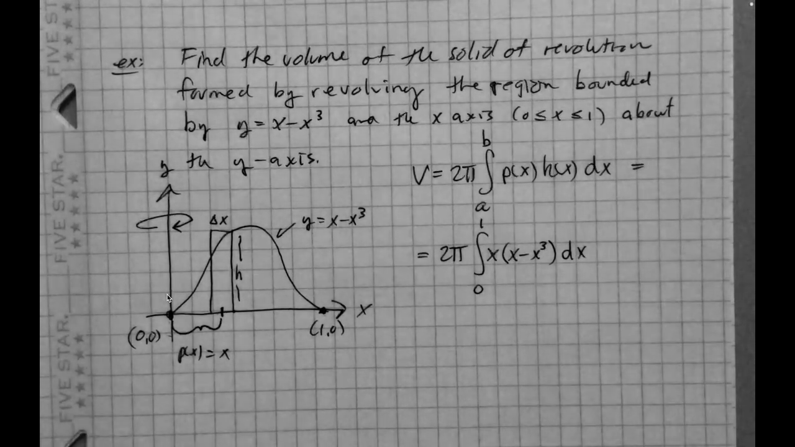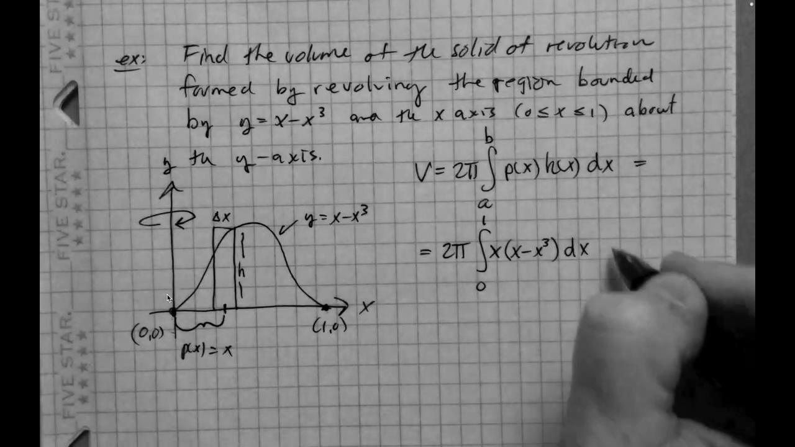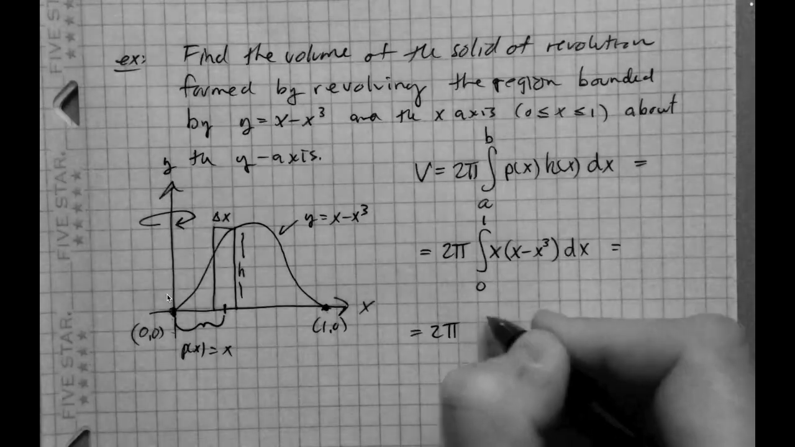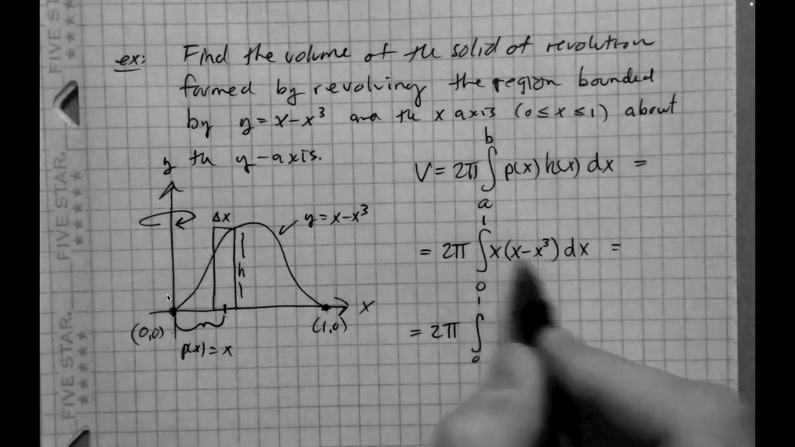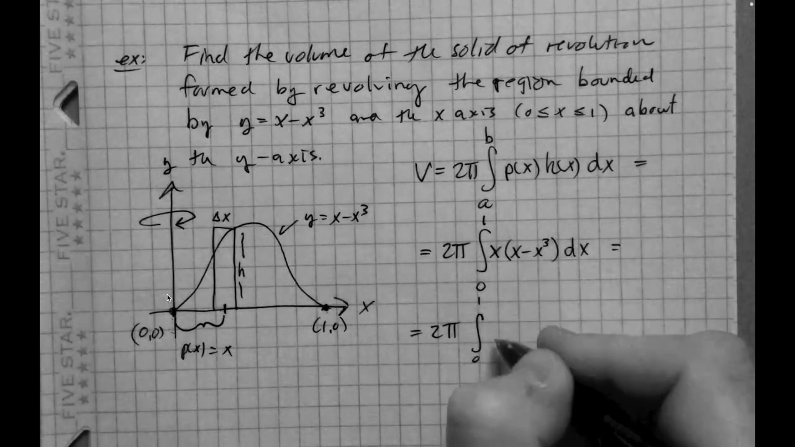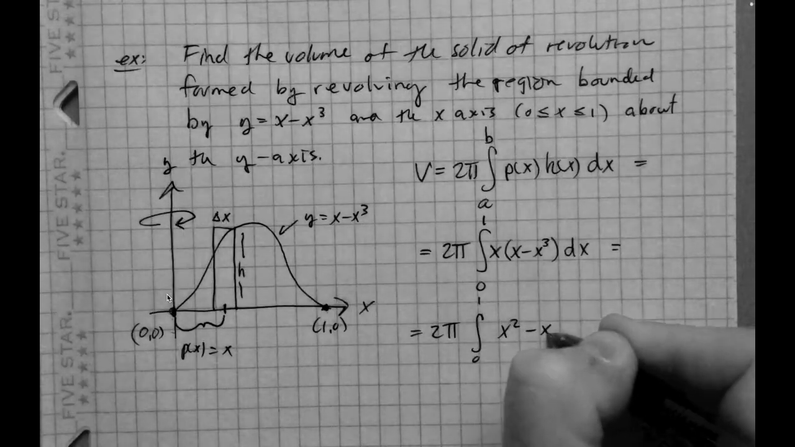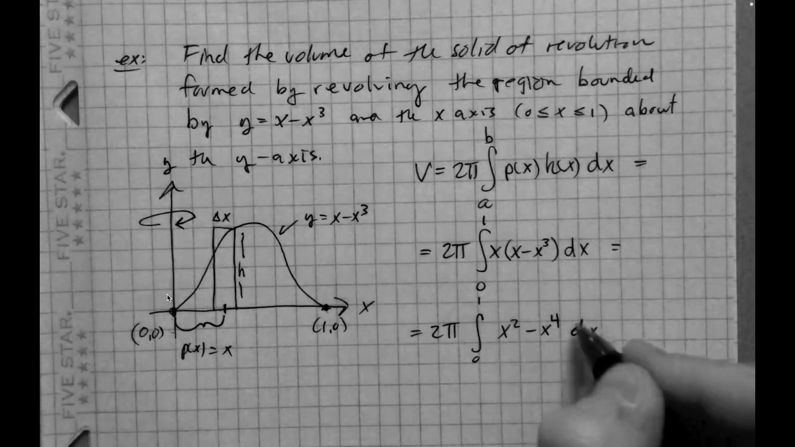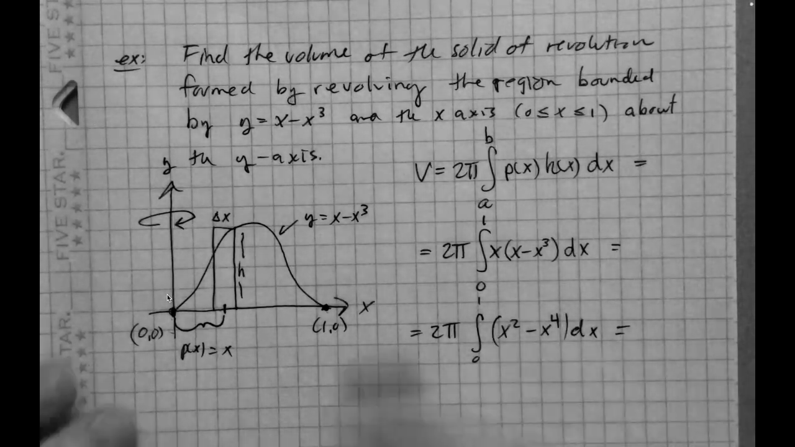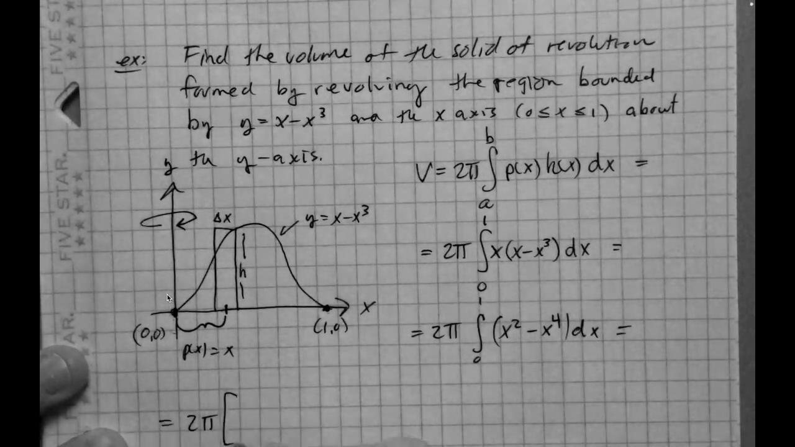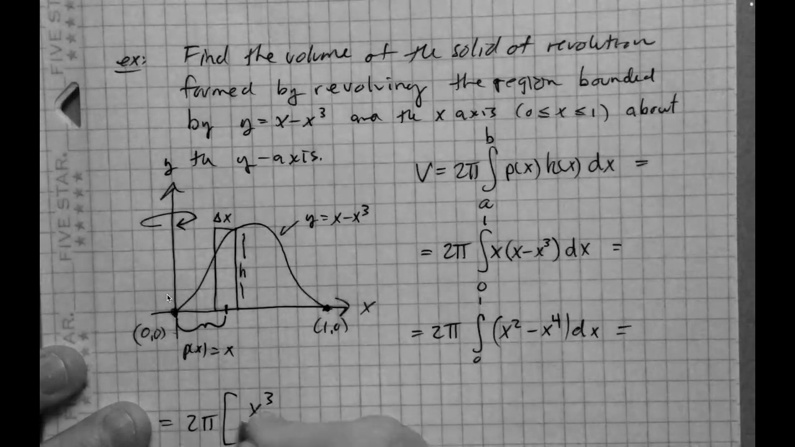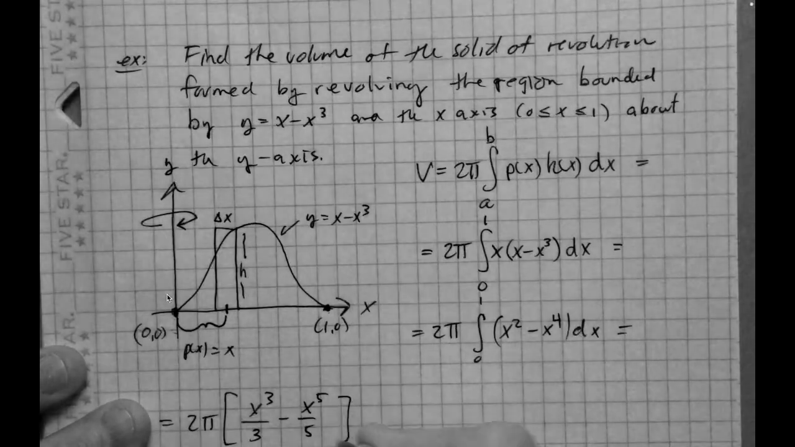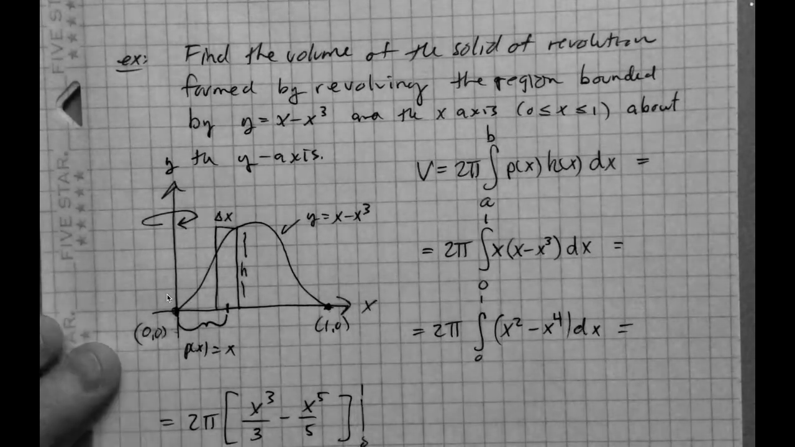So that's a very straightforward integrand to deal with, right? So we can just do this quickly. I would just recommend turning this into a polynomial, x squared minus x to the fourth power. And so then the integral is just 2 pi, and it's x to the third over 3 minus x to the fifth over 5 from 0 to 1.